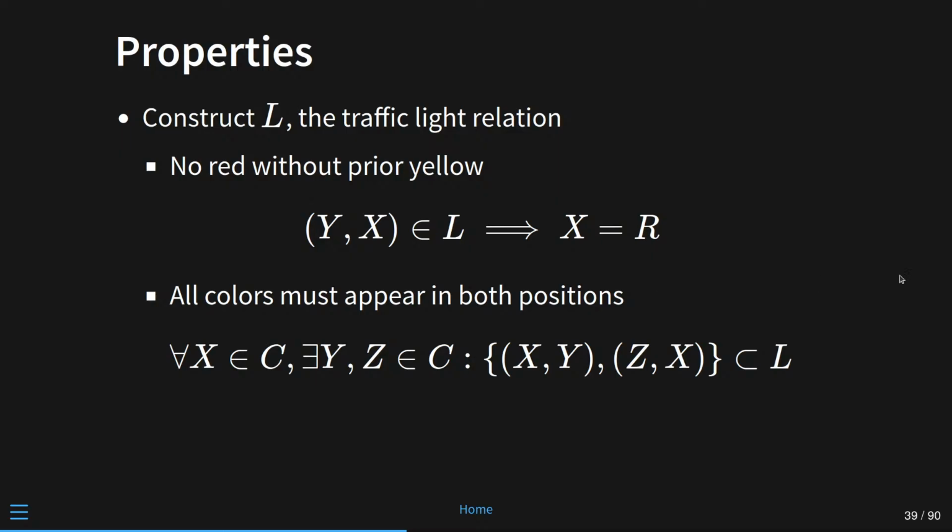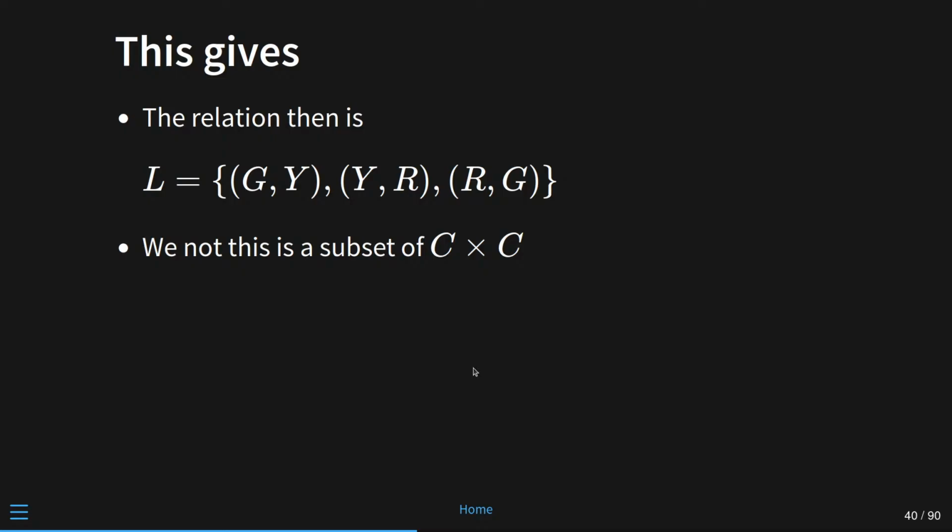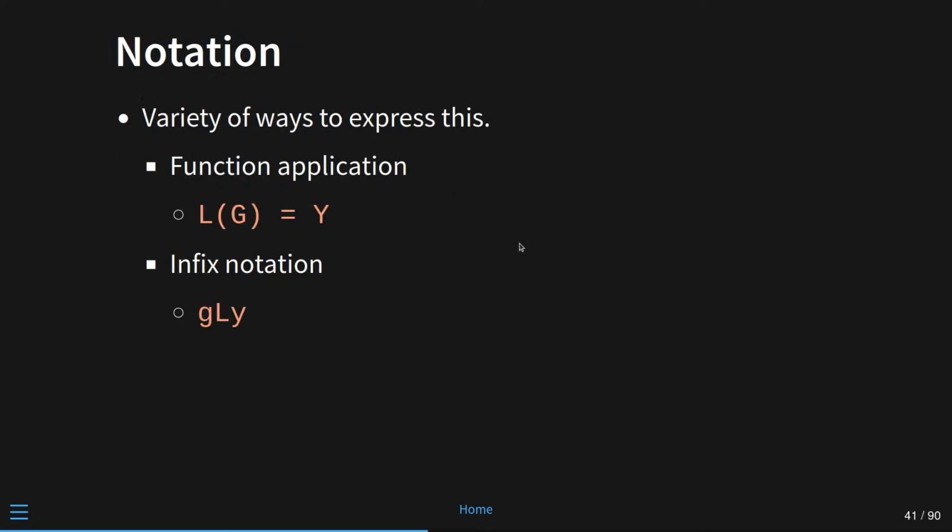Okay, so all colors must appear in both positions. That just means we have a progress mechanism and no one's going to run red lights. Okay, so what this means to me, I think, is if I apply those constraints, then I get the following relation: green to yellow, yellow to red, red to green. We note this is a subset of the Cartesian product. Okay.